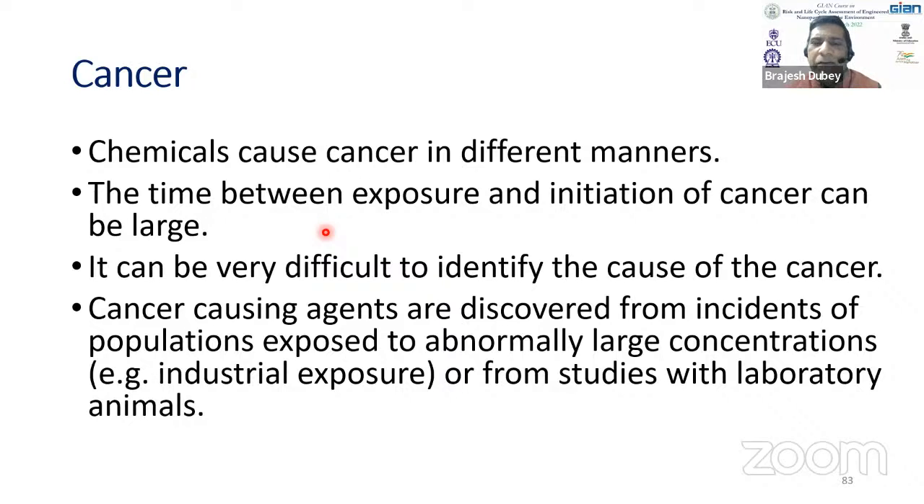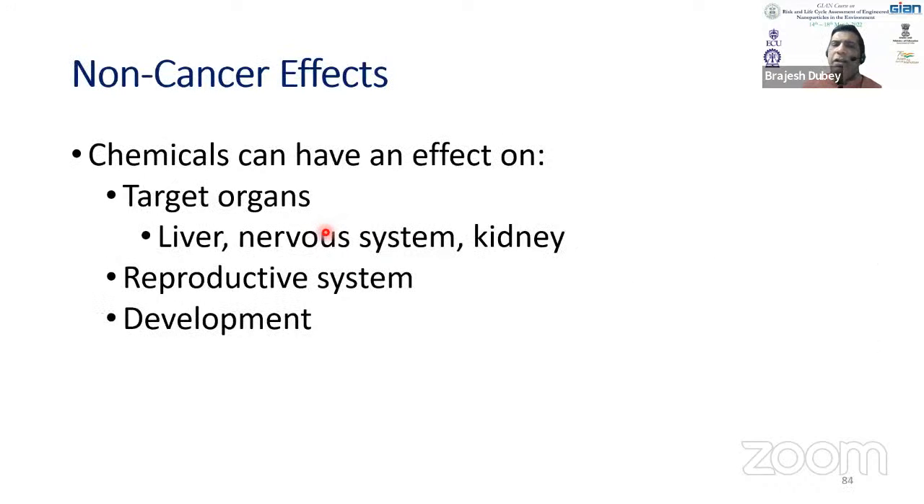But we find more information when we look at certain incidents of populations exposed to abnormally large concentrations of that particular contaminant. That's what we saw for arsenic in Bangladesh or parts of West Bengal, where we already know that people got exposed to it. Then we try to correlate. That's called epidemiological data. Or we can look at studies from lab animals. For non-cancer effects, it can target certain organs like the liver, nervous system, kidney, reproductive system, and development.